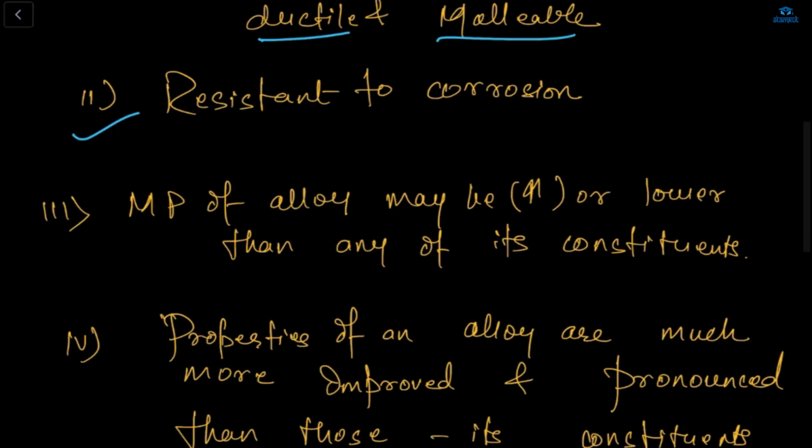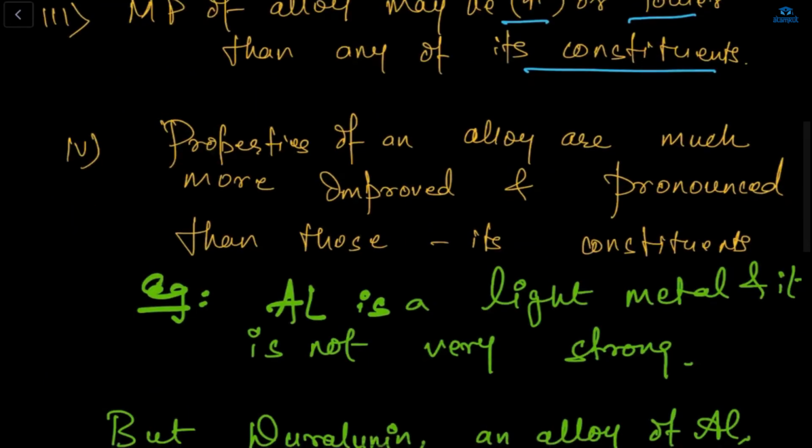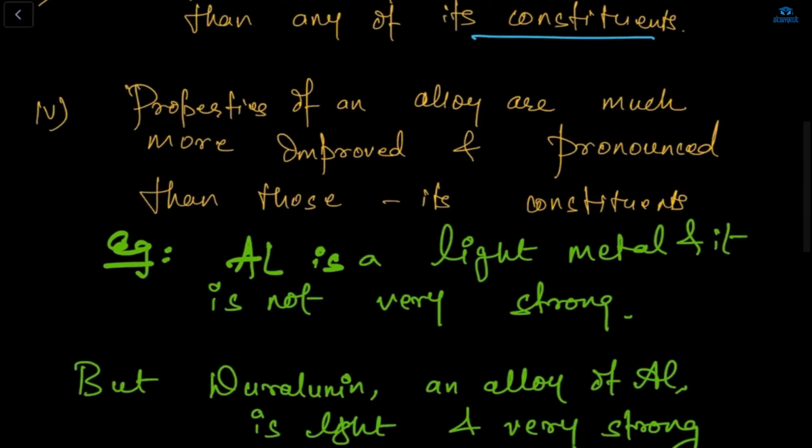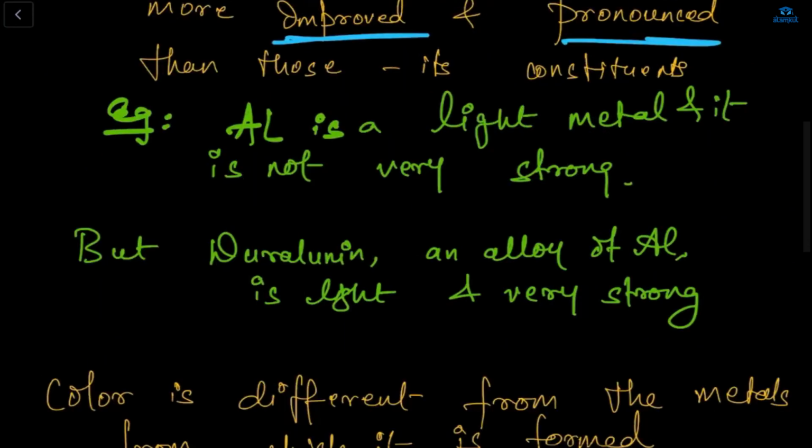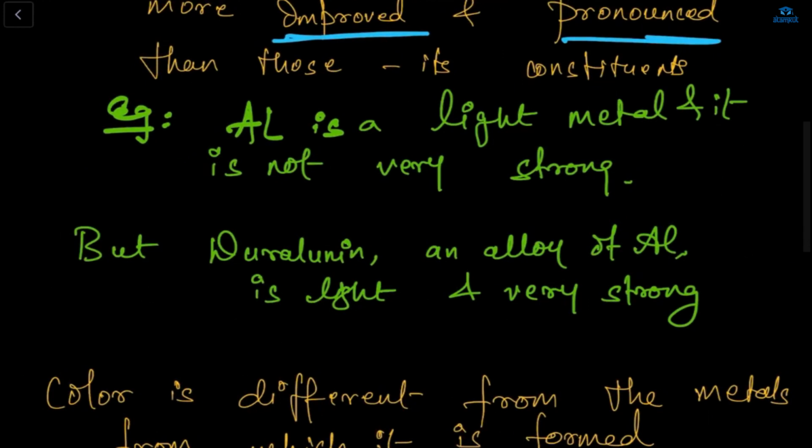Third property is your melting point of alloy may be higher or it may be lower than any of its constituents. Melting point, it can be high or it can be low. The fourth property is the property of an alloy are much more improved and pronounced than those of its constituents. So here we will take one example.